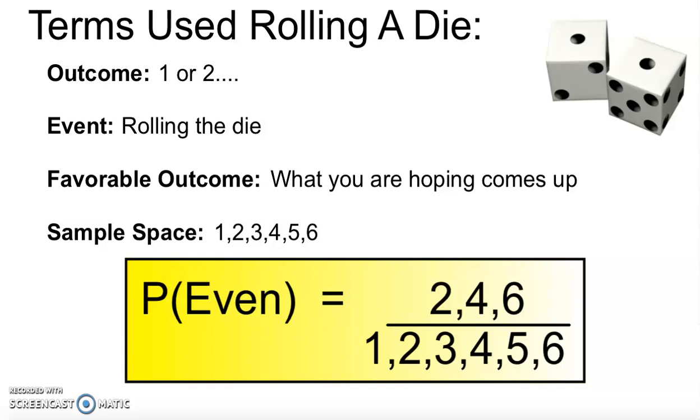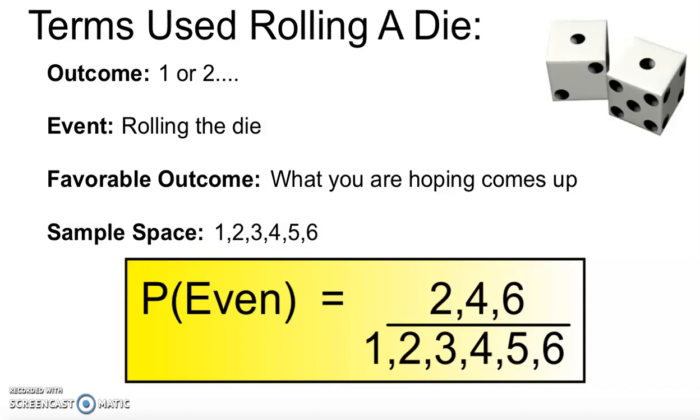Let's take a look at a specific example so that the terms make more sense. Let's say you've got two dice and you decide just to roll one of them. An outcome is what will happen if you roll it. So you could get a 1, a 2, a 3, a 4, a 5, or a 6. The event is you actually doing the rolling. You put the die in your hand and you roll it, and that's your event. Favorable is what you're hoping will happen. So maybe you're hoping for a 2 or a 7. Well, that's not going to happen with a 7, but whatever you're hoping is going to come up when you roll the die. And your sample space is all the possible ones: 1, 2, 3, 4, 5, 6 is our sample space when you roll a die.